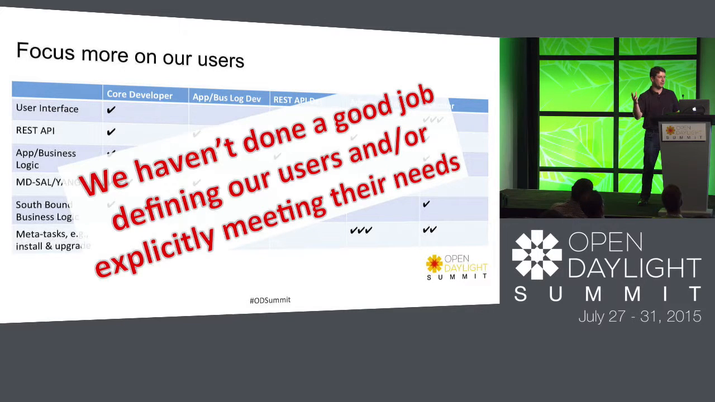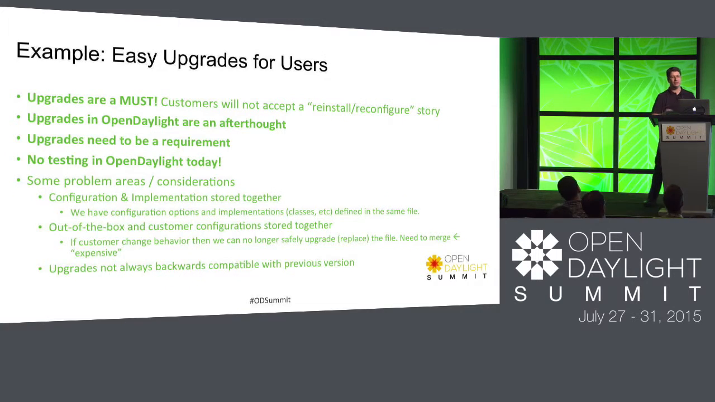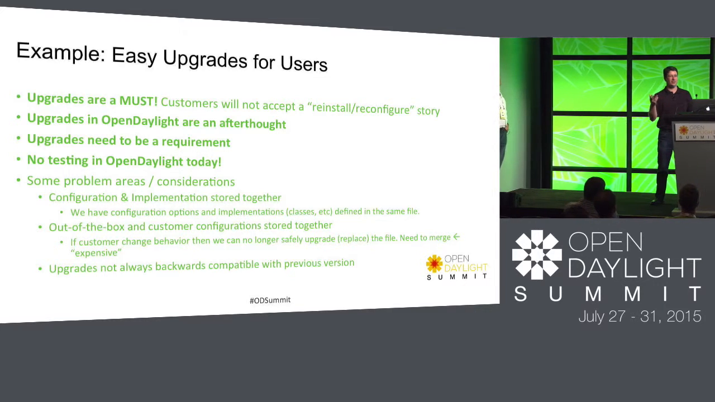The user advisory group is finally getting spun up in a way that matters, and that's giving us high-level feedback. But even at a low level, we haven't done a fantastic job of this. A really good example would be easy upgrades for users. I think if you ask people, every user would tell you the ability to upgrade from Helium to Lithium would be a really, really important thing.